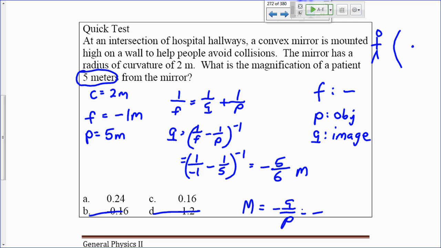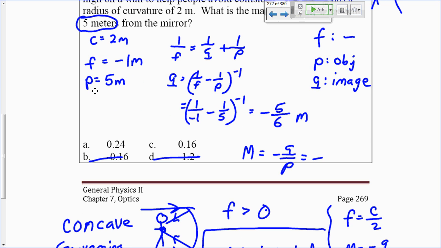So that's -5 over 6 over 5, which is going to be +1 over 6 meters. Is that 0.16? Yes, it is.